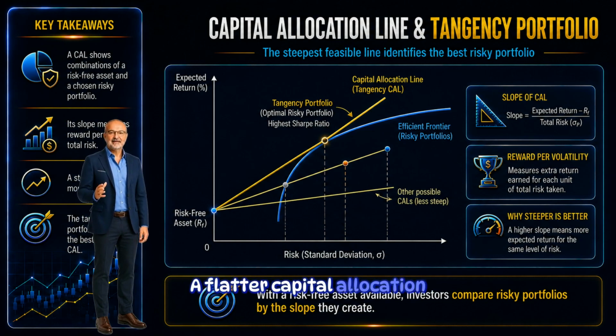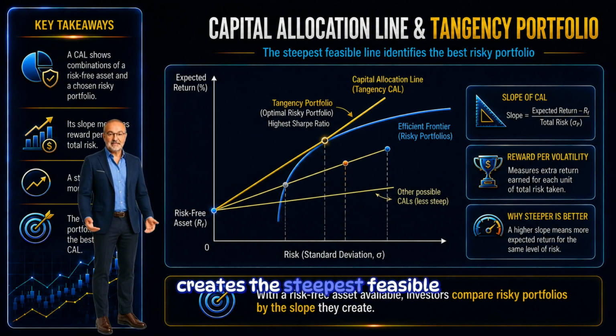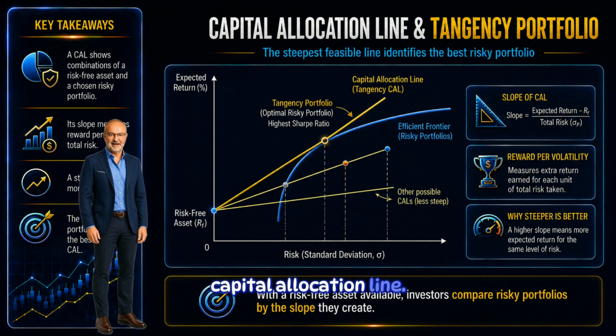A flatter capital allocation line is less attractive. It provides less expected compensation for risk. A steeper capital allocation line is more attractive. It provides more expected compensation for risk. So, once the risk-free asset is available, investors don't only compare risky portfolios by their location on the efficient frontier. They compare them by the slope of the line they create with the risk-free asset. The best risky portfolio is the portfolio that creates the steepest feasible capital allocation line.